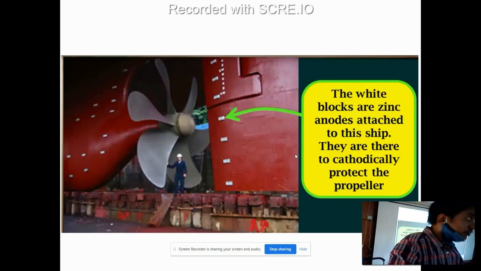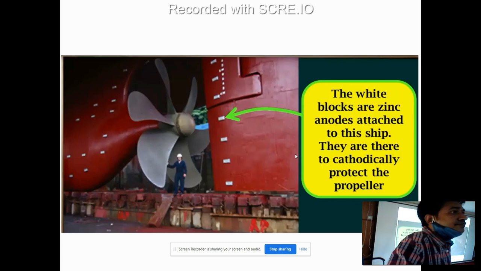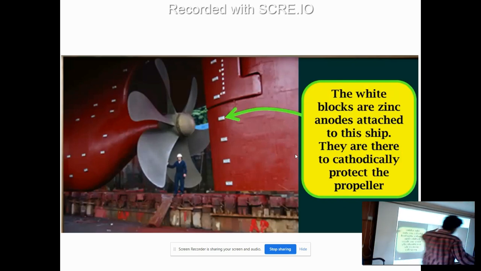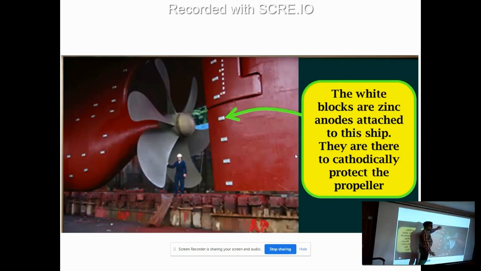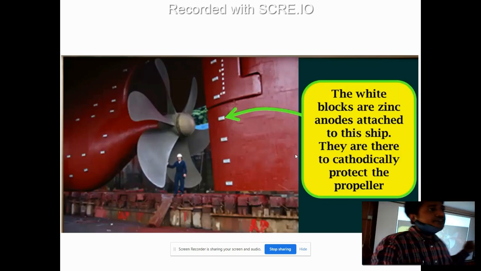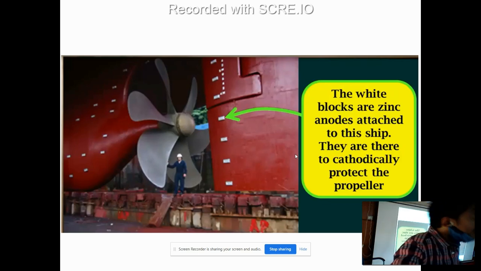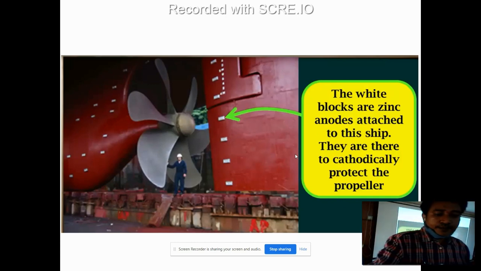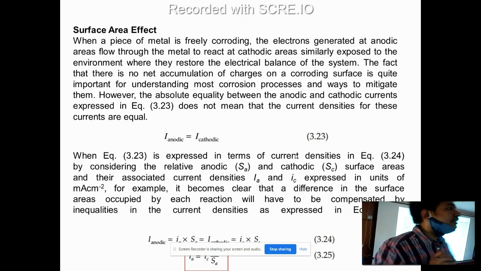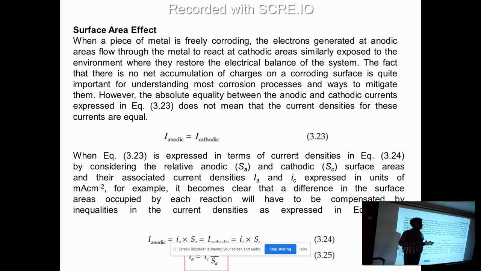Okay. Now here you should have one question. What is the size of anode? What is the size of cathode? See, you have a big wheel or a big structure, but the metal we are connecting is very small. Can I protect the ship? Of course I can. So there is a principle involved here. I do not want bigger sizes of the metals as sacrificial anodes. So there is a principle called surface area effect. Very, very important principle here. Surface area plays a very important role in controlling the corrosion, or in corrosion kinetics.